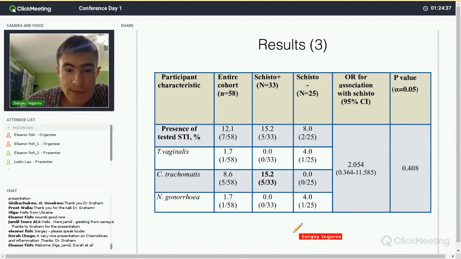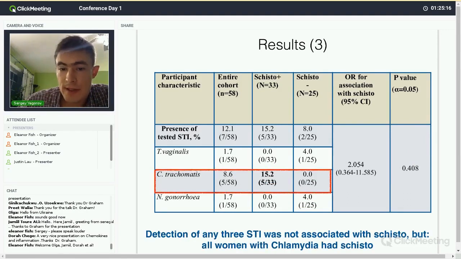Now, this set of results shows you the distribution of three common sexually transmitted infections, and we did not see any association, positive or negative, with schistosomiasis for all three infections. But you will notice that all women that had chlamydia trachomatis infection also had schistosomiasis. So 5 women that were tested for chlamydia were positive for schisto, and that's interesting. However, we are underpowered to further delineate whether this was really a significant association or an artifact in the study.